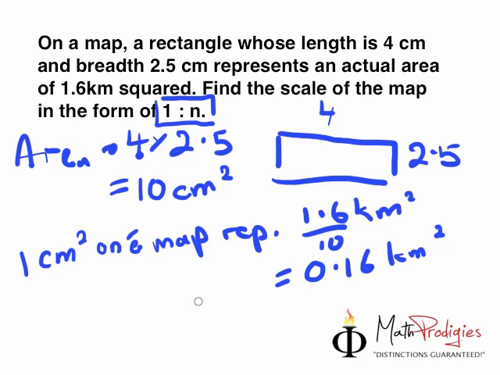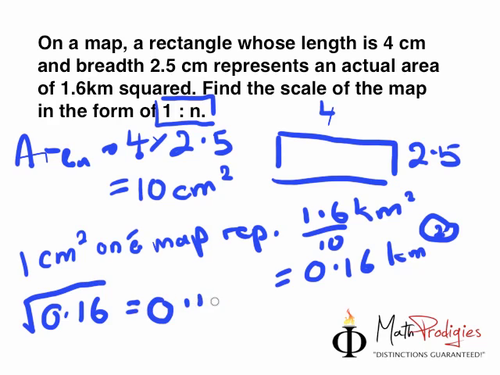So first off, you must find out 0.16 kilometers squared is actually something kilometers squared. So what you must do is you must square root it, correct? And hence you will get 0.4 kilometers. So in other words, 1 cm equals to 0.4 kilometers, which equals to how many cm?